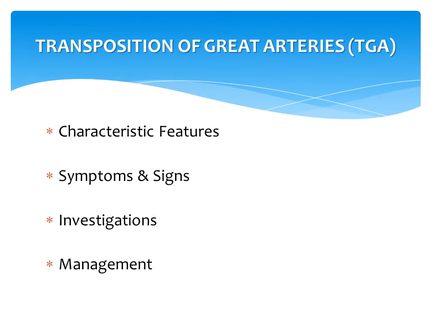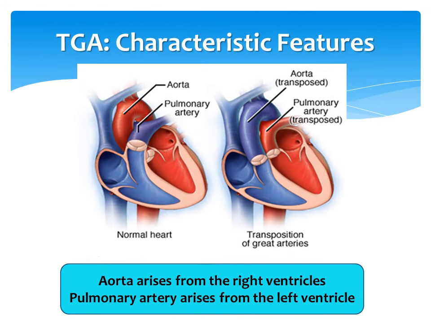Next I will discuss the transposition of great arteries or TGA in terms of its characteristic features, symptoms and signs, investigations, and management. In TGA, the aorta arises from the right ventricle and the pulmonary artery arises from the left ventricle. Hence, the deoxygenated blood returning to the right side of the heart is pumped out to the body, while oxygenated blood returning from the lungs enters the left side of the heart and is pumped back to the lungs.